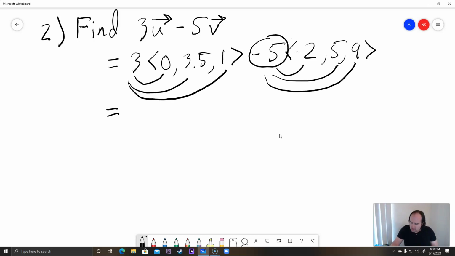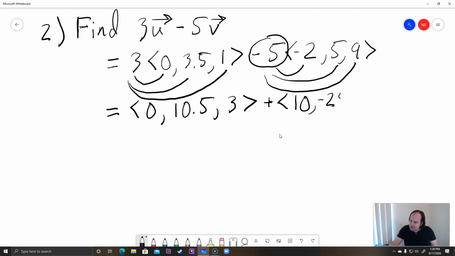So what's this all going to look like? For the first vector, 3 times 0 is 0. 3 times 3.5 is going to give us 10.5. And then 3 times 1 is 3. So that's our 3u. And then for the minus 5v, since I'm distributing the negative 5, I'm just going to write a plus out front now, because I'm distributing the negative 5 to each term. Negative 5 times negative 2 is positive 10. Negative 5 times positive 5 is negative 25. And then negative 5 times positive 9 is negative 45.